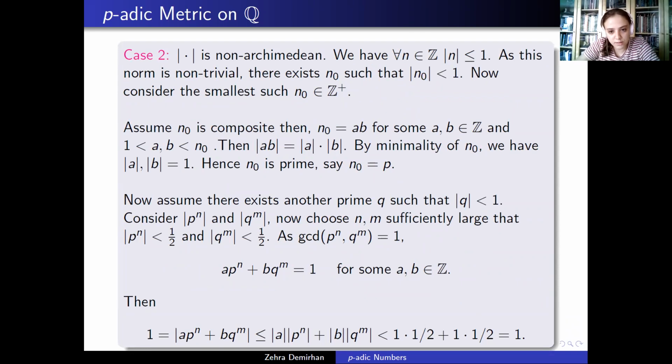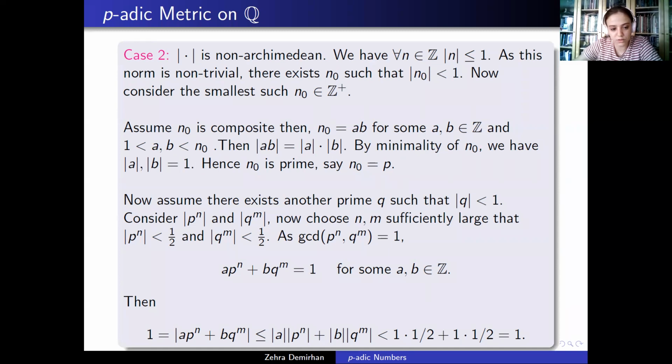Here our norm is non-Archimedean. Therefore, we have for all integers n, the norm of n is less than or equal to 1. Also, remember that in the statement of Ostrowski's theorem, it says that these norms are non-trivial. So we should have an n_0 such that the norm of this n_0 is less than 1. Now let's consider the smallest such n_0, which is positive. And now we will show that this n_0 is actually a prime number and it is unique.